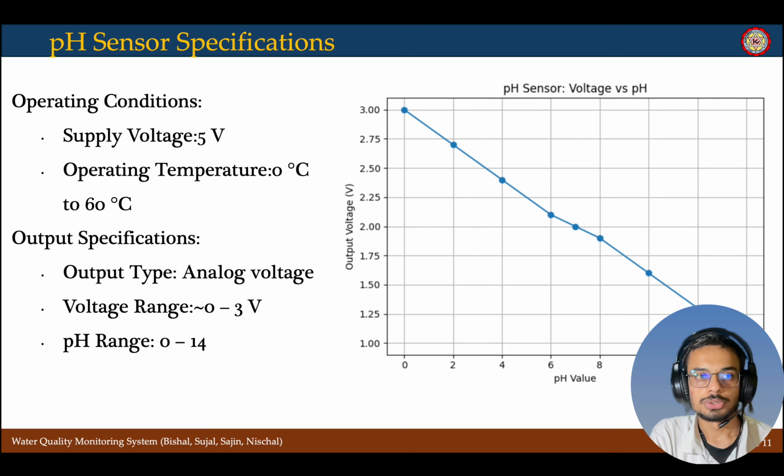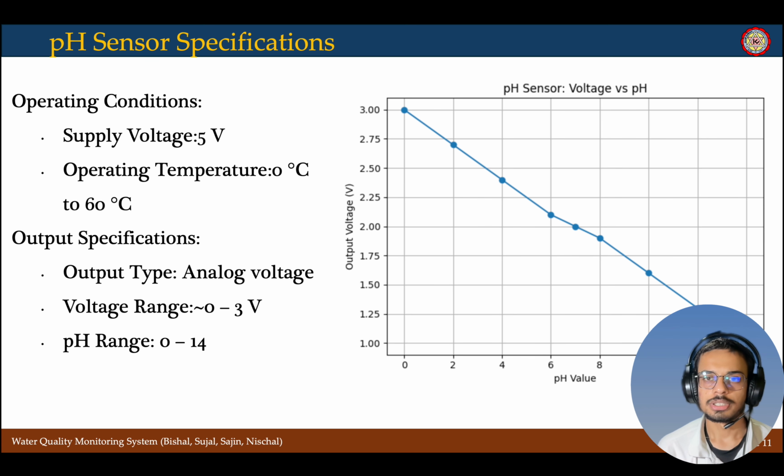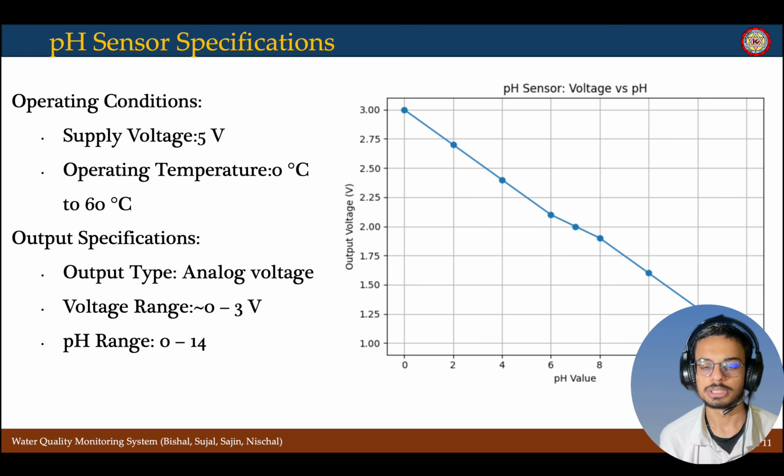Okay, let's move on to the pH sensor specifications. First, how the pH sensor works. In a pH sensor, there is a glass electrode and a reference electrode. The reference electrode has a fixed potential, and the glass electrode's potential depends on the H plus ion concentration, which decides the voltage there. The difference between these two electrodes is the output voltage of our sensor.